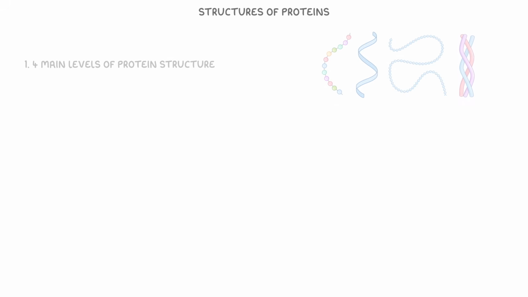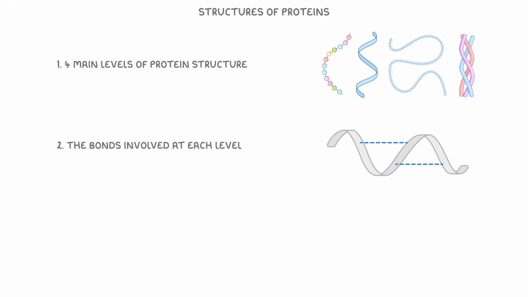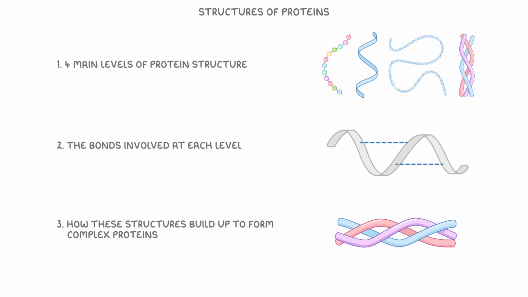In this video, we're learning about the structures of proteins. So we'll cover the four main levels of protein structure, the bonds involved at each level, and then also how these structures then build up in order to form complex proteins.